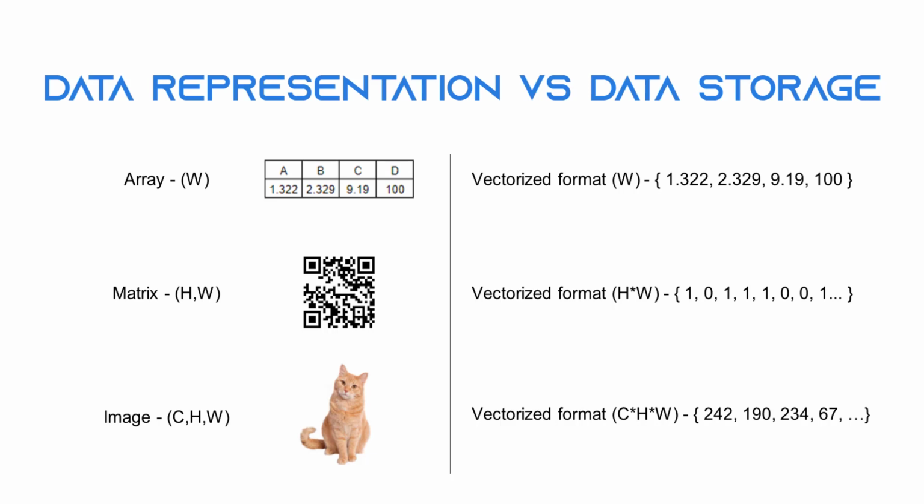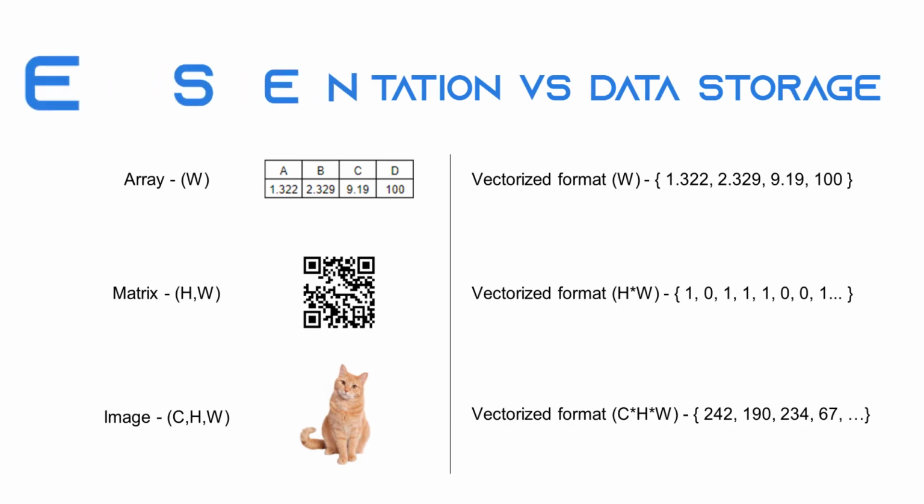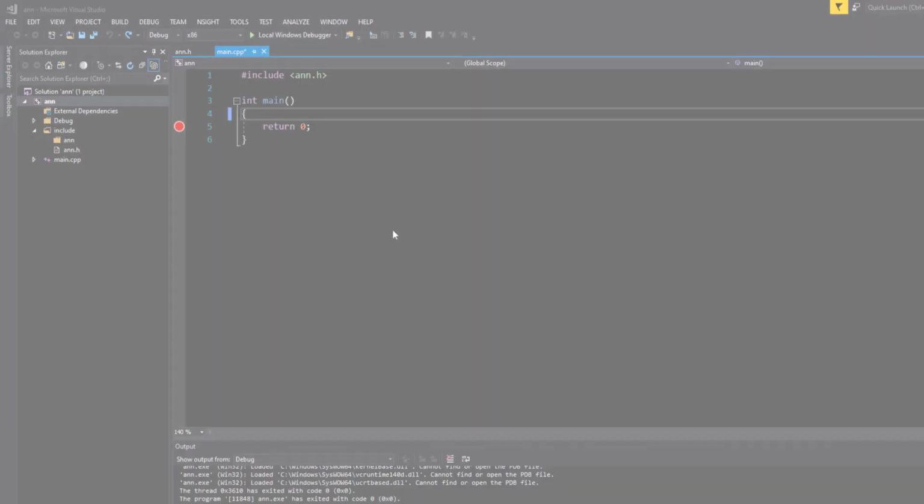And last but not least, we have a three-dimensional tensor represented by an image, composed of channels, height and width, which if we look on the right, its vectorized format follows the same rules as the matrix and the array, multiplying its dimensions together to obtain the total size of required memory. Now let's get into the code.